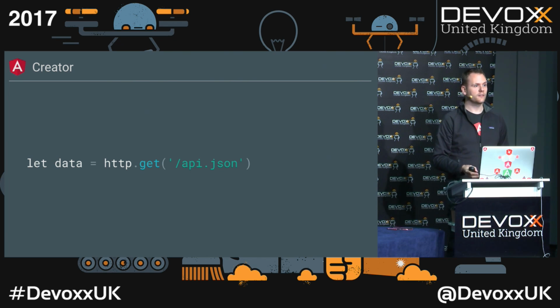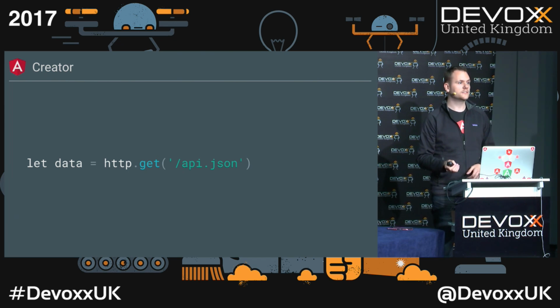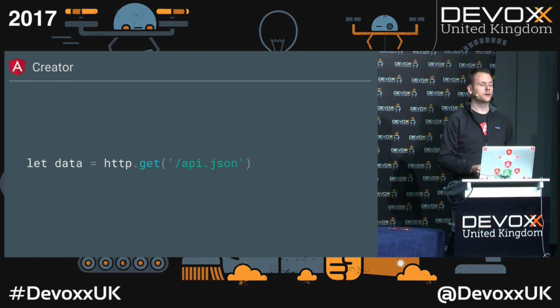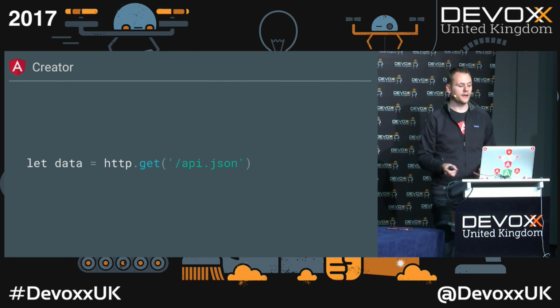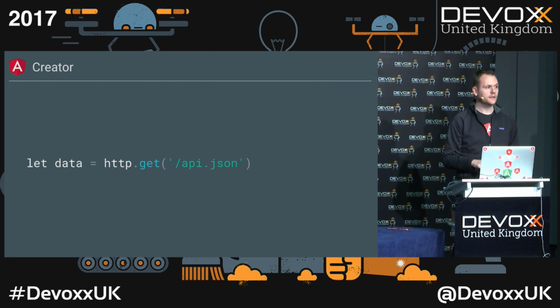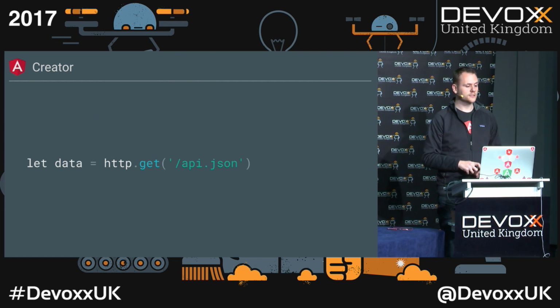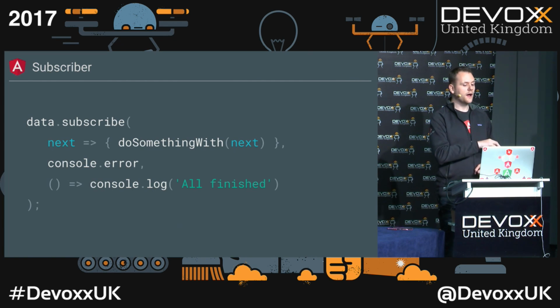And so in Angular, we have an HTTP library that's been relatively straightforward for a lot of developers. So we have an http.get method. And what this does, instead of returning a promise, is return an observable. So I say data equals http.get, and I refer to my API. Now data is going to be an observable of responses. So that's the creator. And then on the subscription side, I actually want to consume that data. I can subscribe to that data.